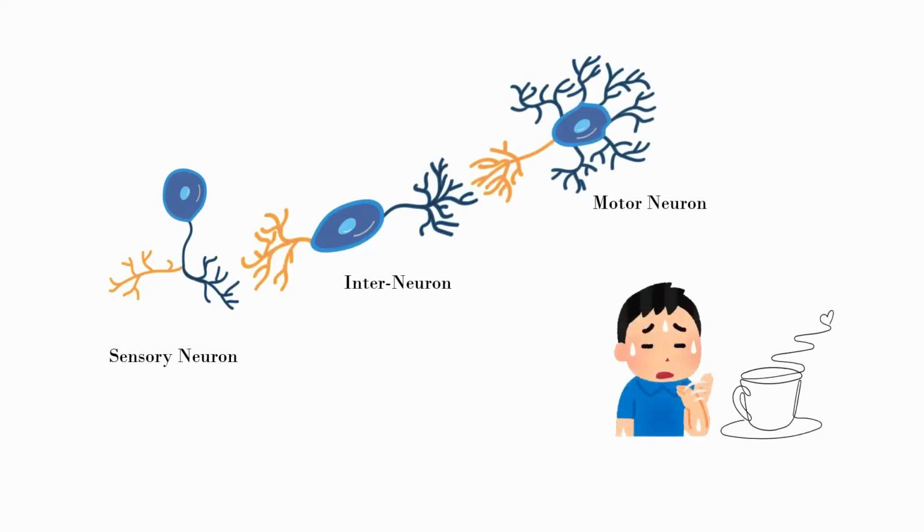Imagine touching a hot surface. Sensory neurons will detect the heat and transfer the message to the interneurons. The interneurons will swiftly relay this information to the motor neurons. Then the motor neurons will prompt you to withdraw your hand. All this will happen in the blink of an eye.